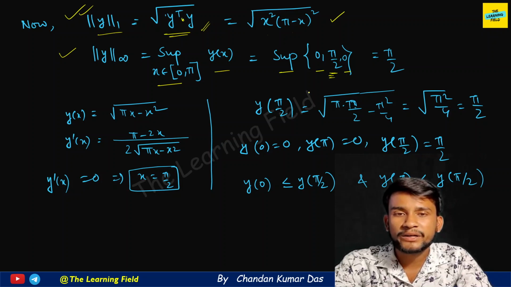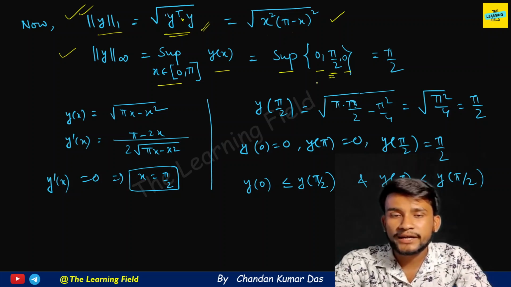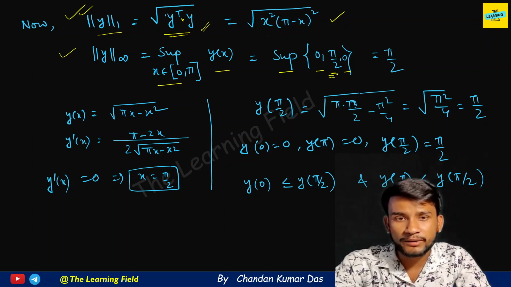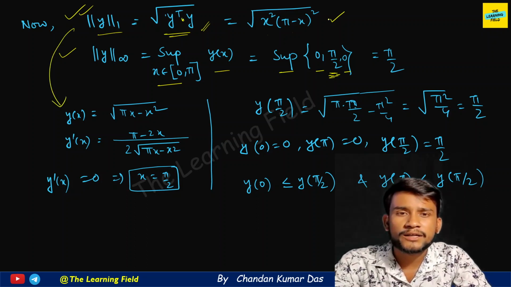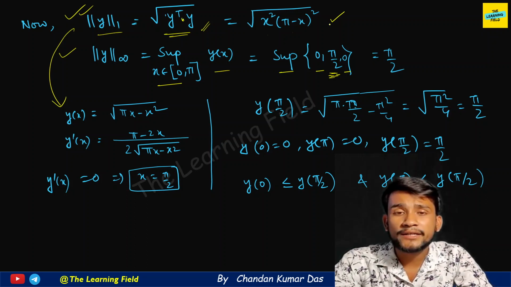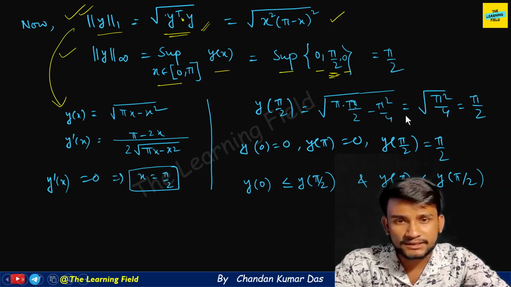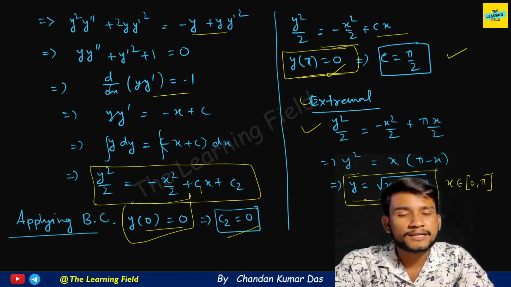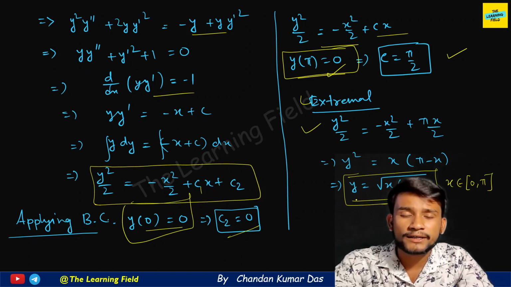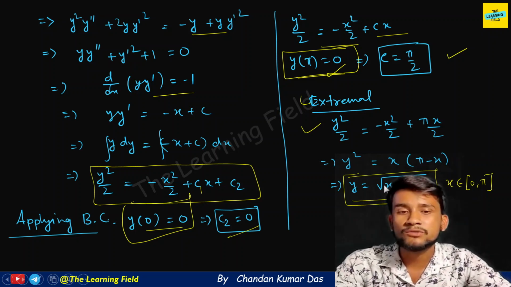See here, to get this pi by 2, how can we find it? We extremize this. Here we find the point at which the y curve, that is the extremal, gives the extremum value, that is either the maximum value or the minimum value. Therefore, we simply apply the derivative: first we take y dash, then we set y dash x equal to 0 and find the point, and we check on that point.